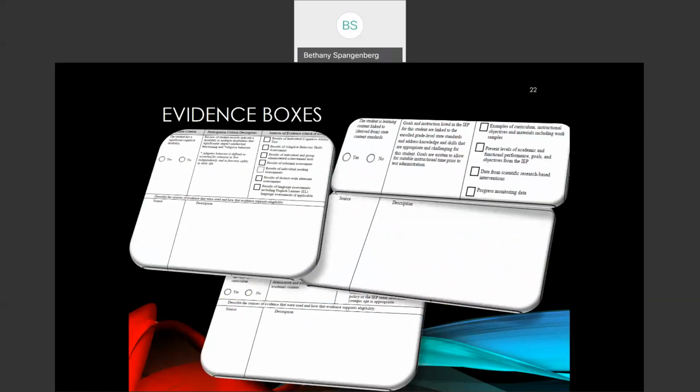Evidence boxes were added below each criterion. The boxes provide an opportunity for the IEP team to document the discussions around the evidence gathered and how it was used in determining eligibility.